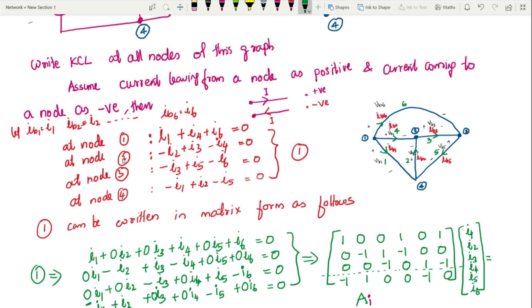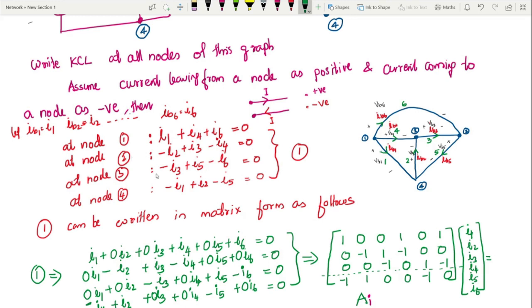Now let's consider node 2. In node 2, branches 2, 4 and 3 are incident. Here branch 2 is incoming. Similarly, 4 is also incoming. So their current direction is negative, and that current is taken as negative, that is minus I2 and minus I4. Then this current I3 is leaving from this node, so it should be taken as positive. So this is the nodal equation or KCL equation at node 2.